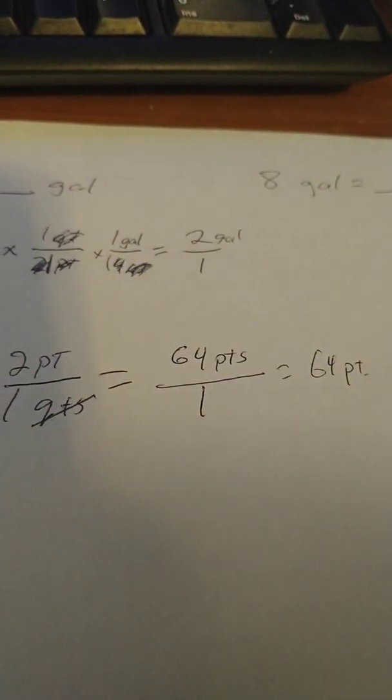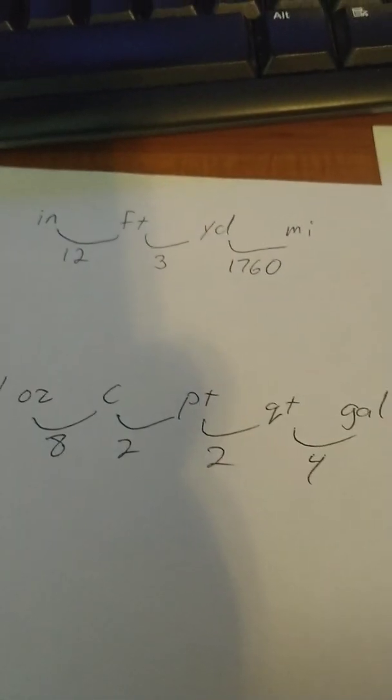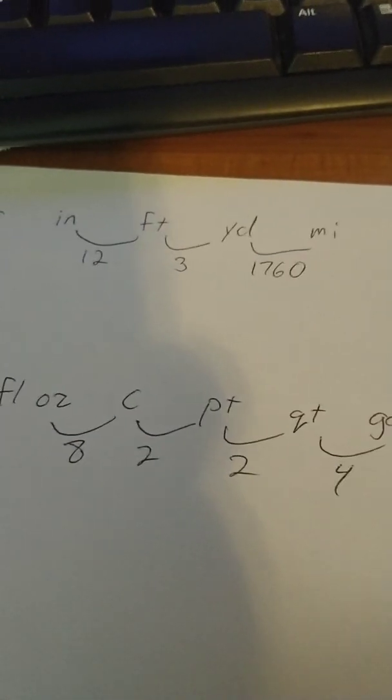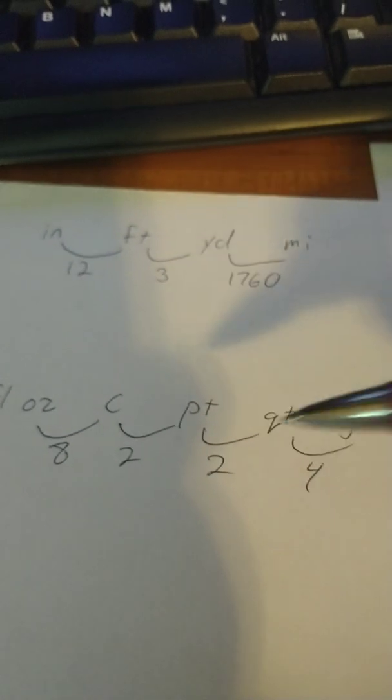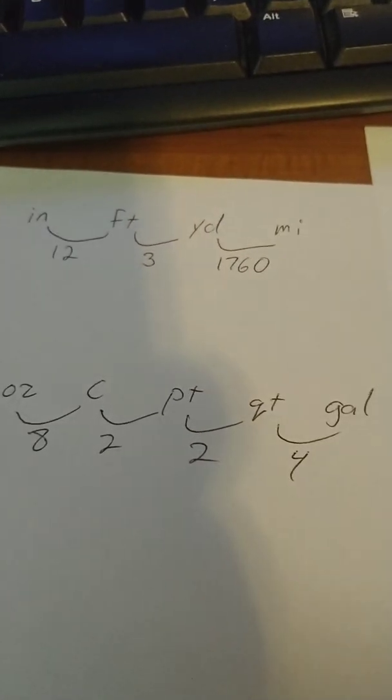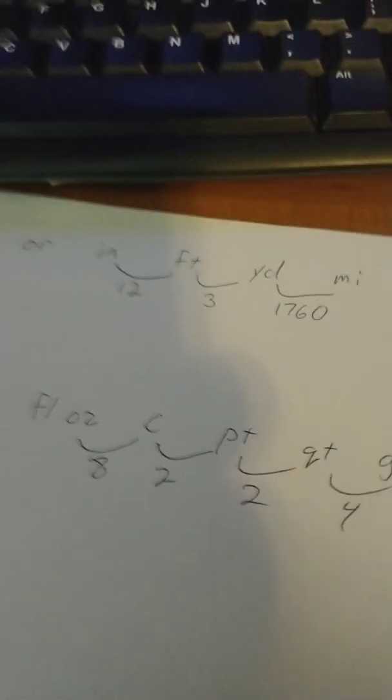That's all there is to it. The charts stink. You got to memorize the charts. I like the little jumping system here so you can see how many jumps or how many steps you're going to have. And then you just go for it. That's all there is to it.